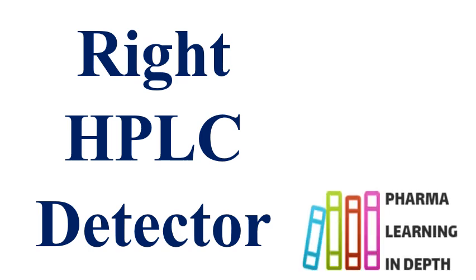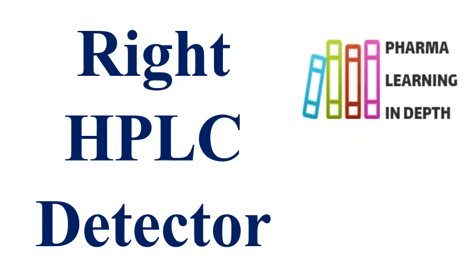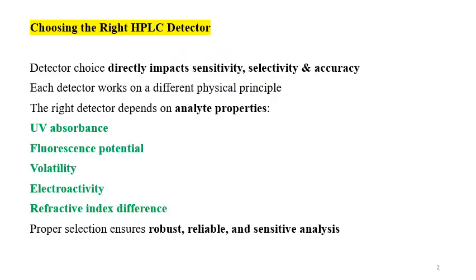The selection of the HPLC detector is based on the analyte chemistry, and the choice of the detector directly has an impact on the sensitivity, selectivity and accuracy of the method. HPLC detectors work on different principles based on the properties of the analyte.